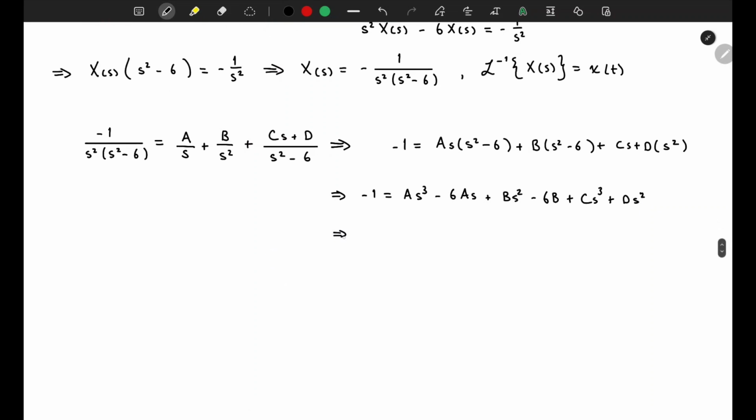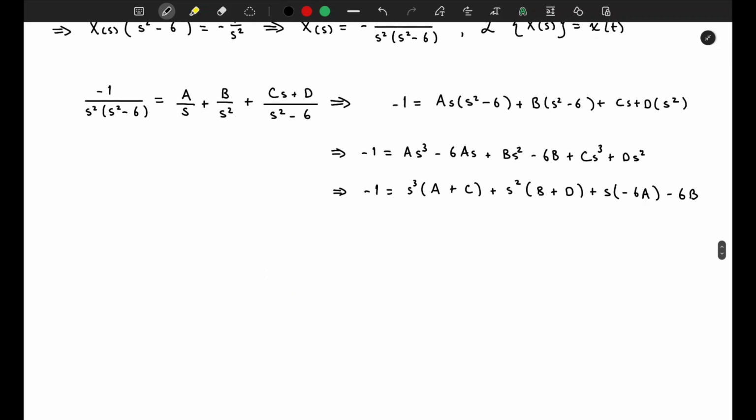So now we want to group all of them up so that we can start solving for the constants. For s cubed, we have a and c, so we would have a plus c. And then for s squared, we'll have b plus d, because we have the bs squared and the ds squared. And then plus s, we have just negative 6a, and then this is obviously minus 6b, which is sort of a constant.